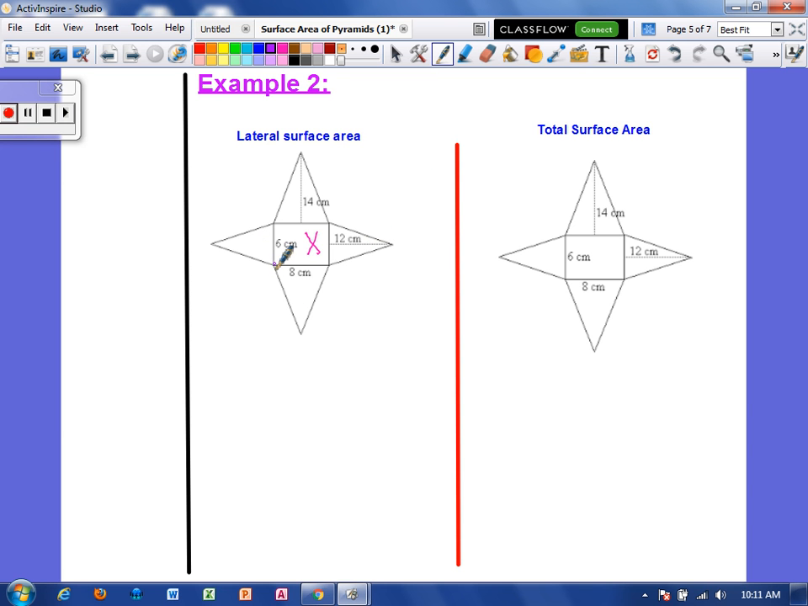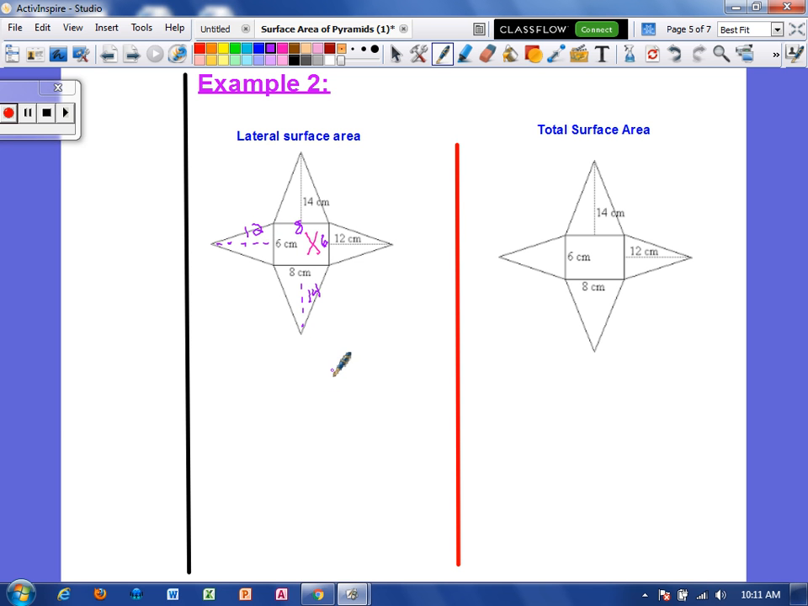Alright, so if this side measures 8 centimeters, so does this side. So I'm going to label that. If this measures 6 centimeters, so does this. If the height of this triangle is 14, then the height of this must be 14. And if the height of this is 12, then the height of this triangle must also be 12.